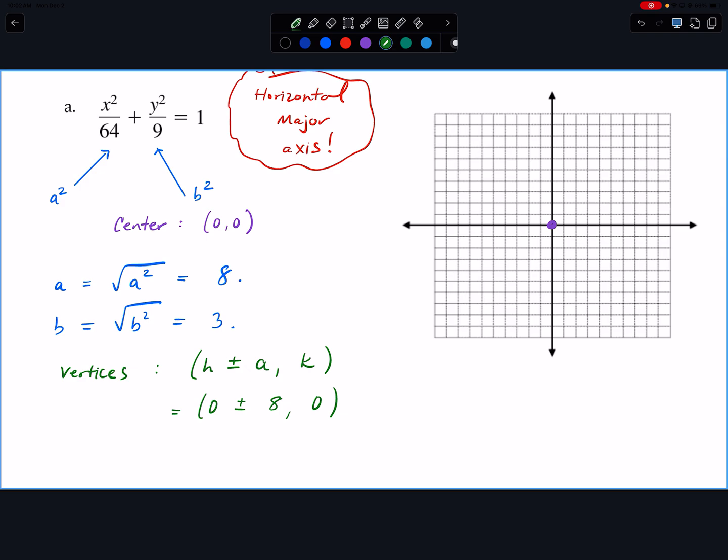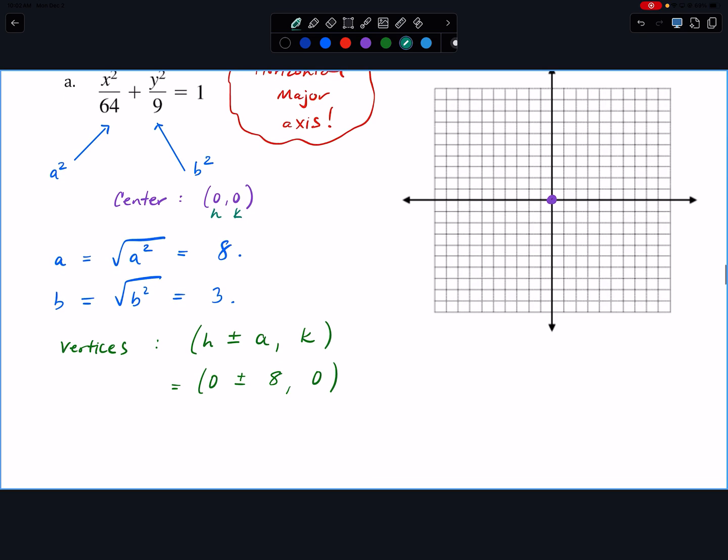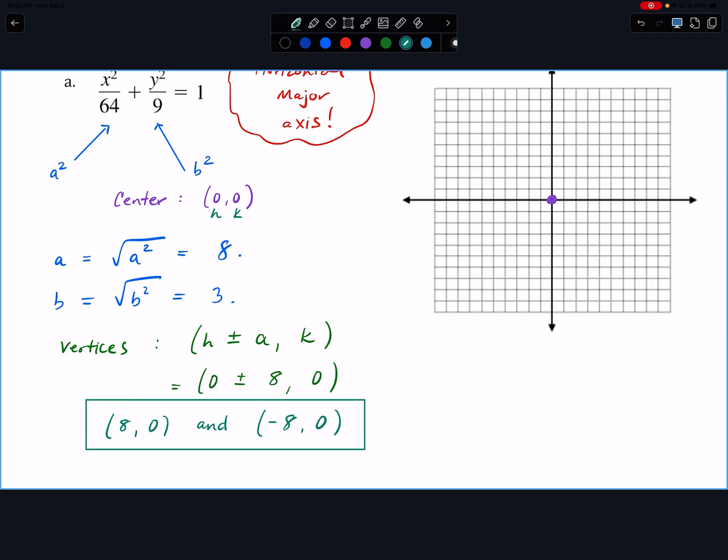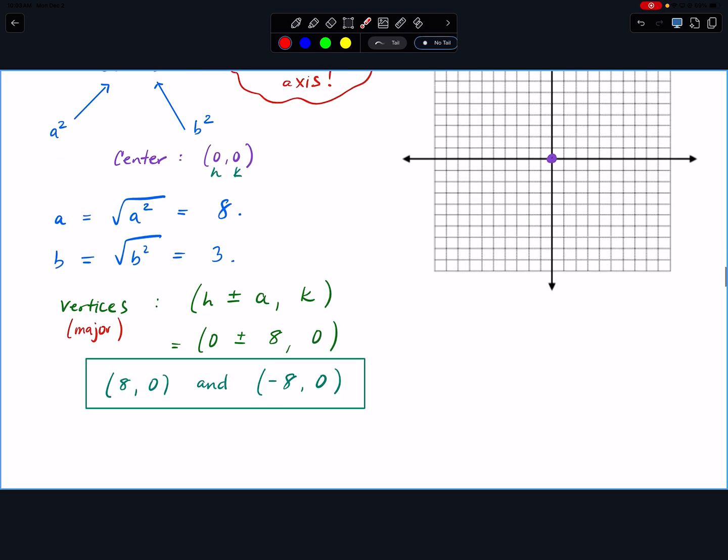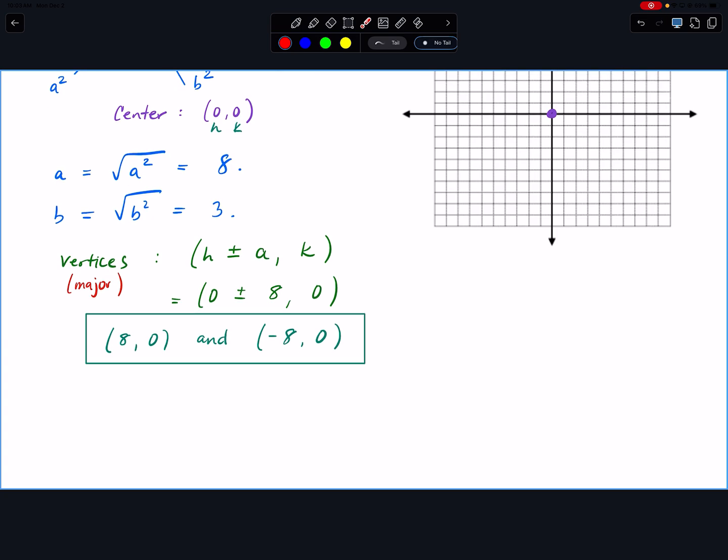0, because this is our center, right, guys? So what's 0 plus 8? 8 comma 0, and 0 minus 8 is negative 8 comma 0. Your book will just call these the vertices, but this really is your major vertices, because these are on the major axis. This helps you with graphing.